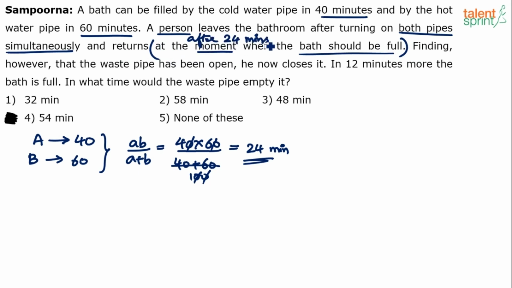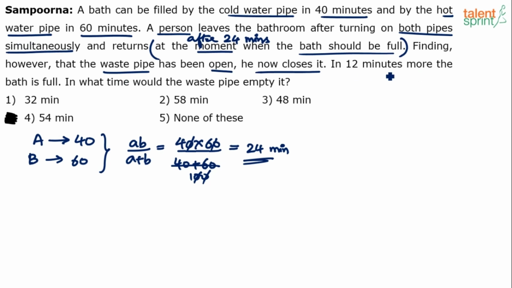What does he find? After returning, he finds that the wastewater pipe has been opened. There was another pipe, the wastewater pipe or the waste pipe, which was left open, and he now closes it. So he realizes that one more pipe has been kept open, the waste pipe. And remember, the waste pipe is an outlet. The cold water pipe and the hot water pipe are inlet pipes, but the waste pipe is an outlet pipe. So that waste pipe has been kept open and he now closes it. He has now closed the waste pipe.